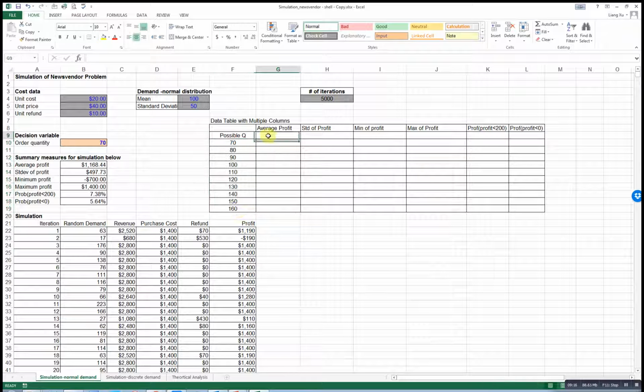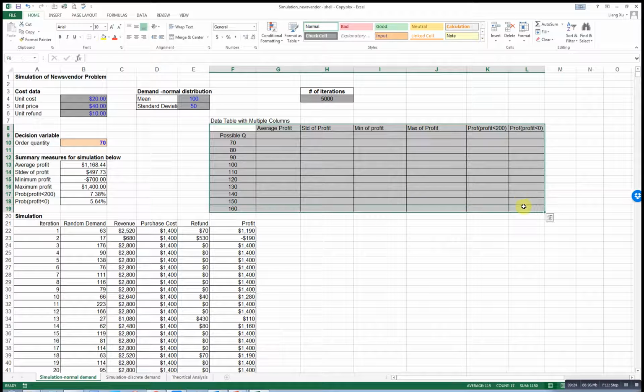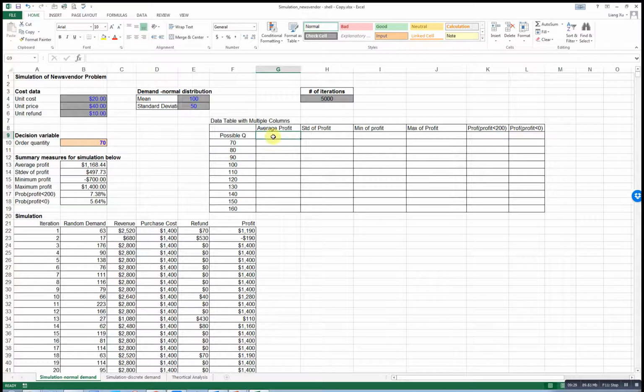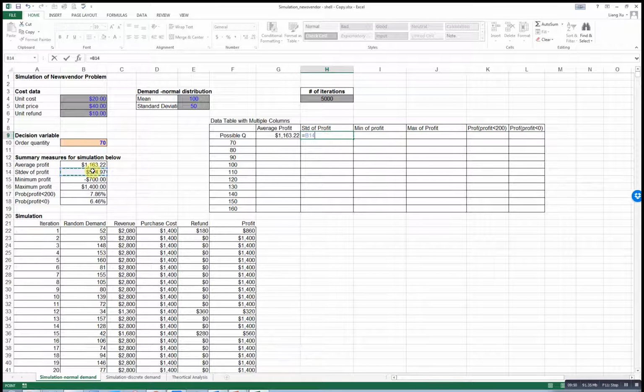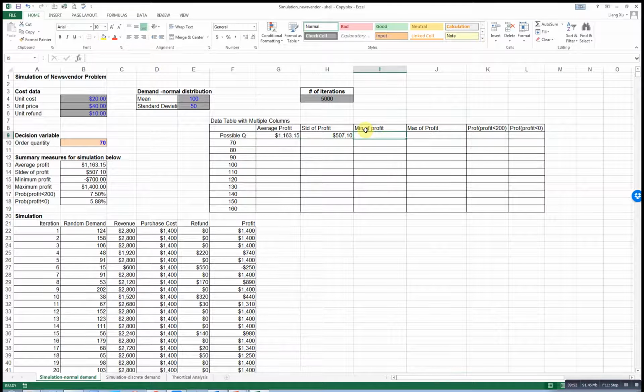So what we'll do here is first construct the data table. First, we have to tell it what we want to calculate in the first row. So I put a label here that tells you what we want to calculate. First, the column we want to calculate is average profit. The second column, we want to calculate standard deviation of profit. Next one, we want to calculate the minimum of the profit. Next one is the maximum of the profit. And then the chance the profit is less than 200, and the chance profit is negative. So this is our table.